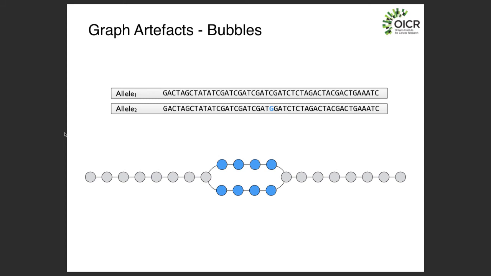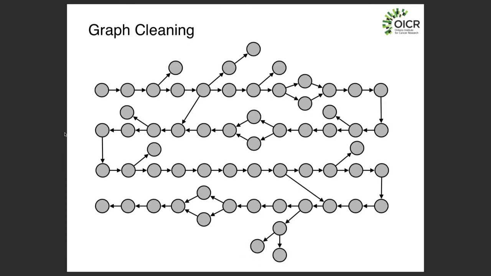So if there's a heterozygous SNP at this point, at this blue G, we're going to have one path through the graph that follows allele 1, and one path through the graph that follows allele 2, where they diverge at this SNP position, and then come back together once our k-mer window has slid past that SNP. Now the assembler wants linear structures in the graph, so it's going to look for these structures and try to get rid of them. How does it decide?